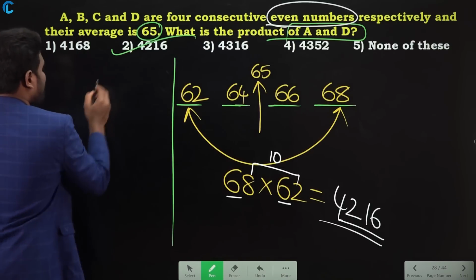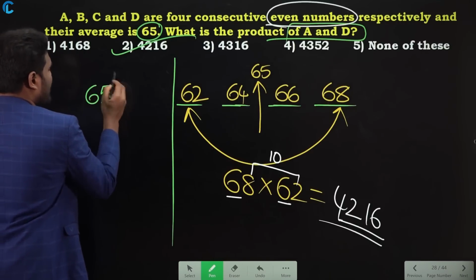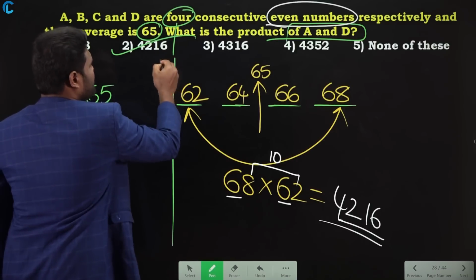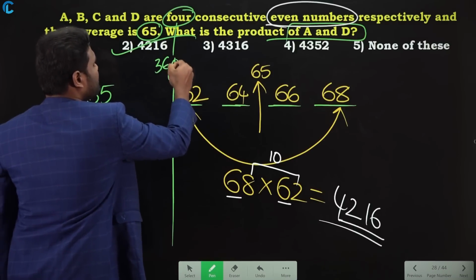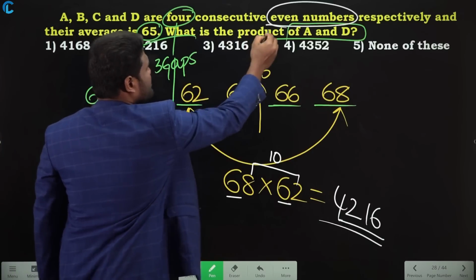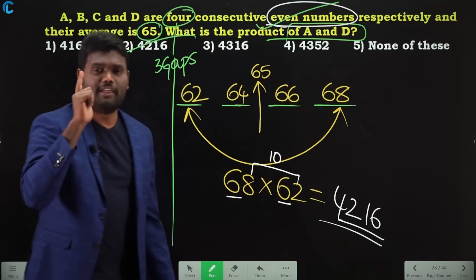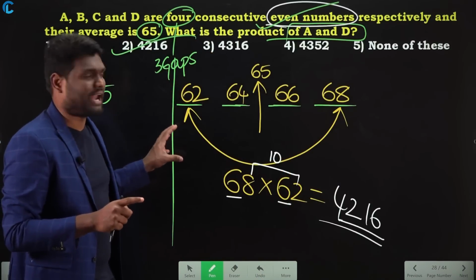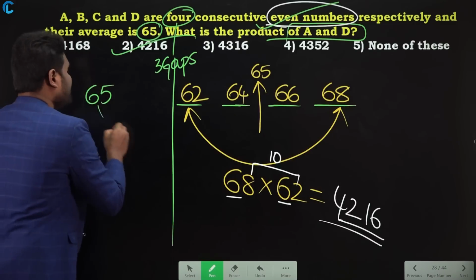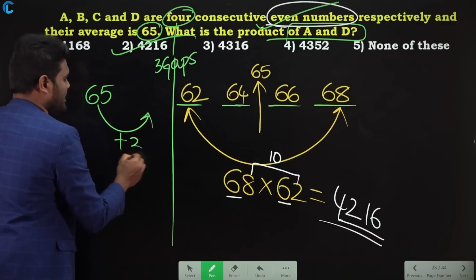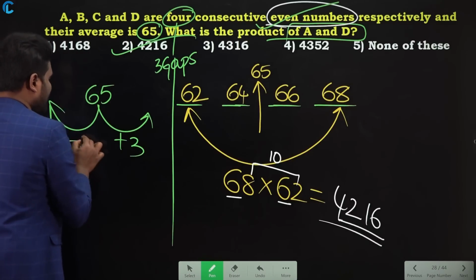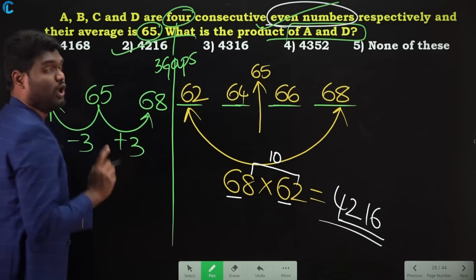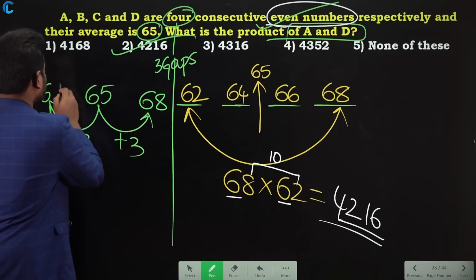Now what is the average? The average is 65. Yes or no? If the average is 65, how many numbers are there? 4 numbers are there. 4 numbers means how many gaps will you have? You will have 3 gaps. Now the question is about even numbers. I told you, if you have even numbers or odd numbers, directly add the number of gaps. As you have 3 gaps, to find the highest number, plus 3. To find the lowest number, minus 3. That's it. So 65 plus 3, the highest number is 68. The lowest number, 65 minus 3, is 62.